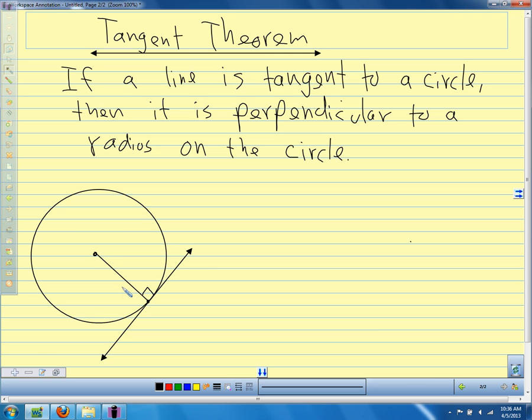And this is going to show up a lot when we're working with circles in this chapter. The idea that a tangent and radius make a 90-degree angle. Questions on that example or that theorem? All right, let's look at another demonstration.